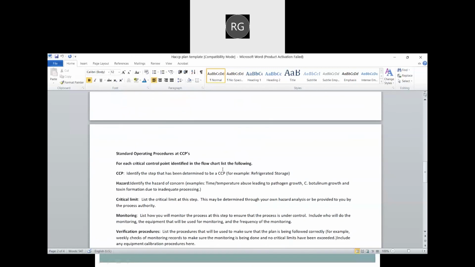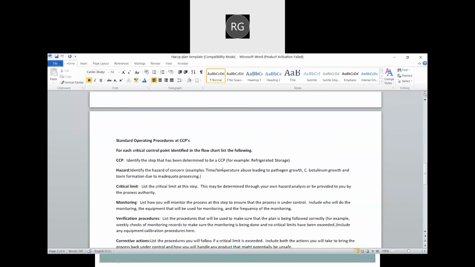Standard operating procedures at CCP. For each critical control point identified in the flowchart, list the following. CCP: identify the step that has been determined to be a CCP. Hazard: identify the hazard of concern. Examples: time, temperature, abuse leading to pathogen growth, and others.